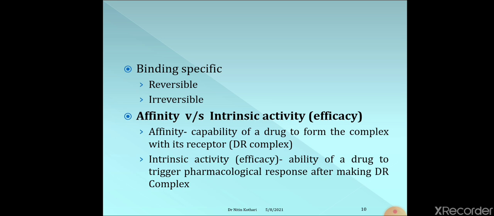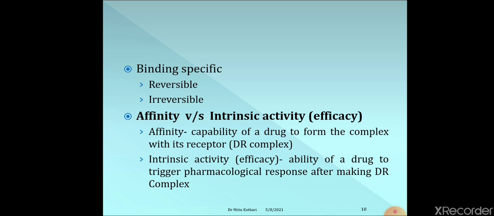There is one important concept of two things: affinity and efficacy, better called intrinsic activity. By applying the concept of affinity and intrinsic activity, the drug can be classified into various groups.